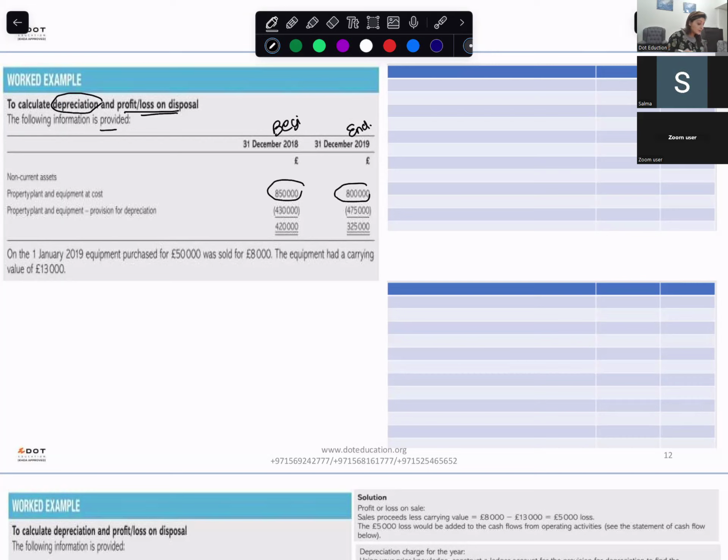Is there a difference between the two? Both are at cost. There is a decrease. That means you have sold a non-current asset of cost 50,000. Very good. Now, if you see depreciation, you have depreciation at the beginning and you have depreciation at the end, which is definitely increasing. Okay, fine.